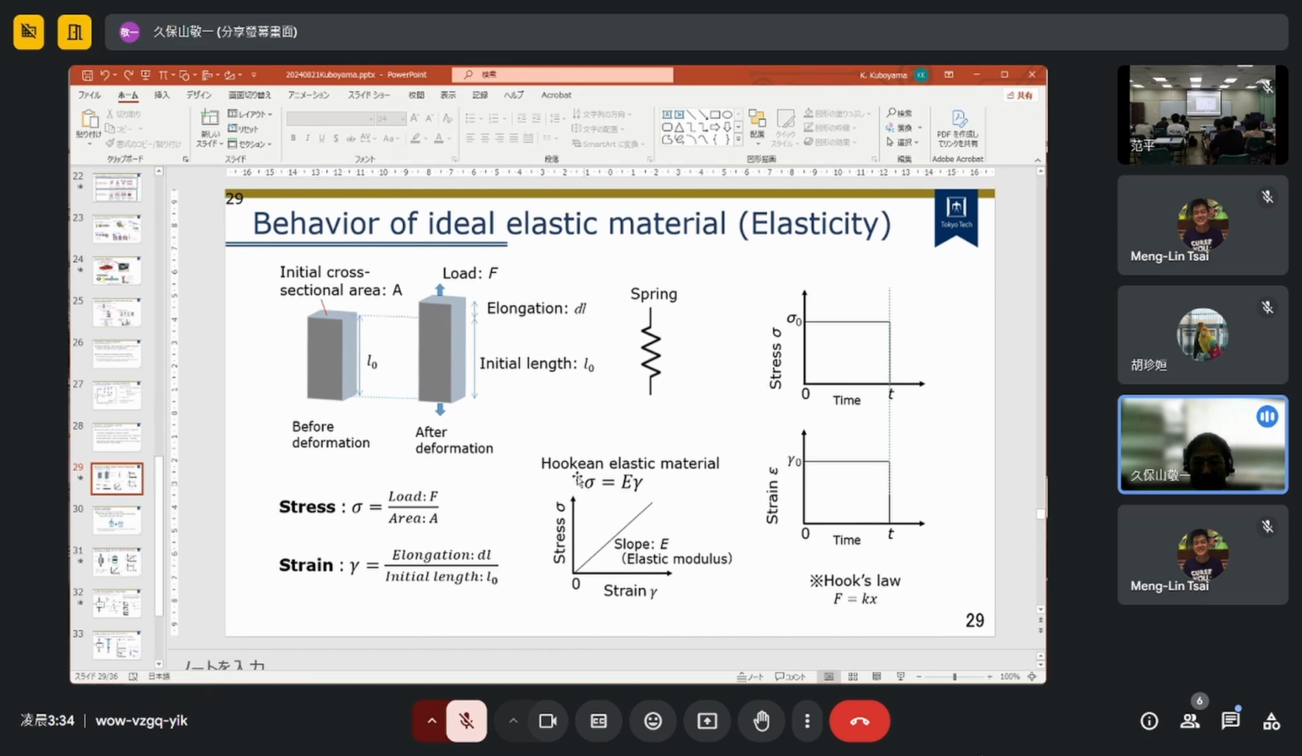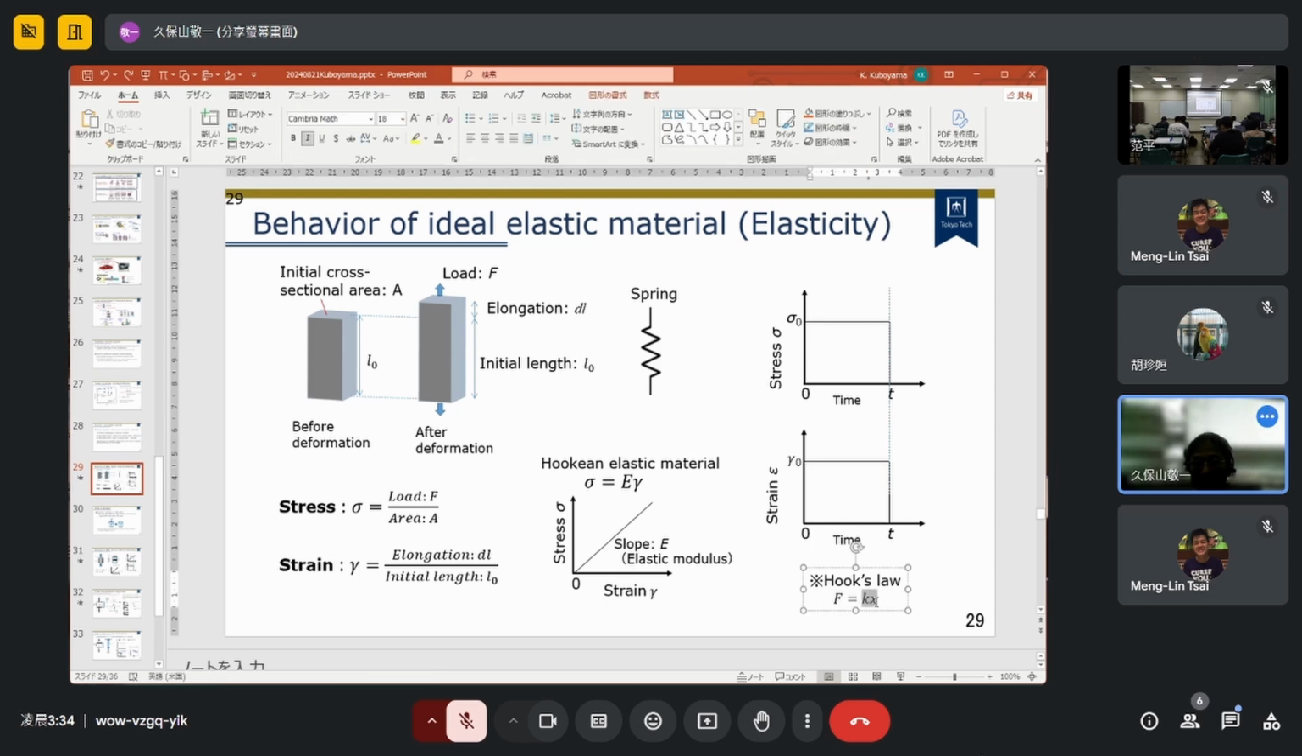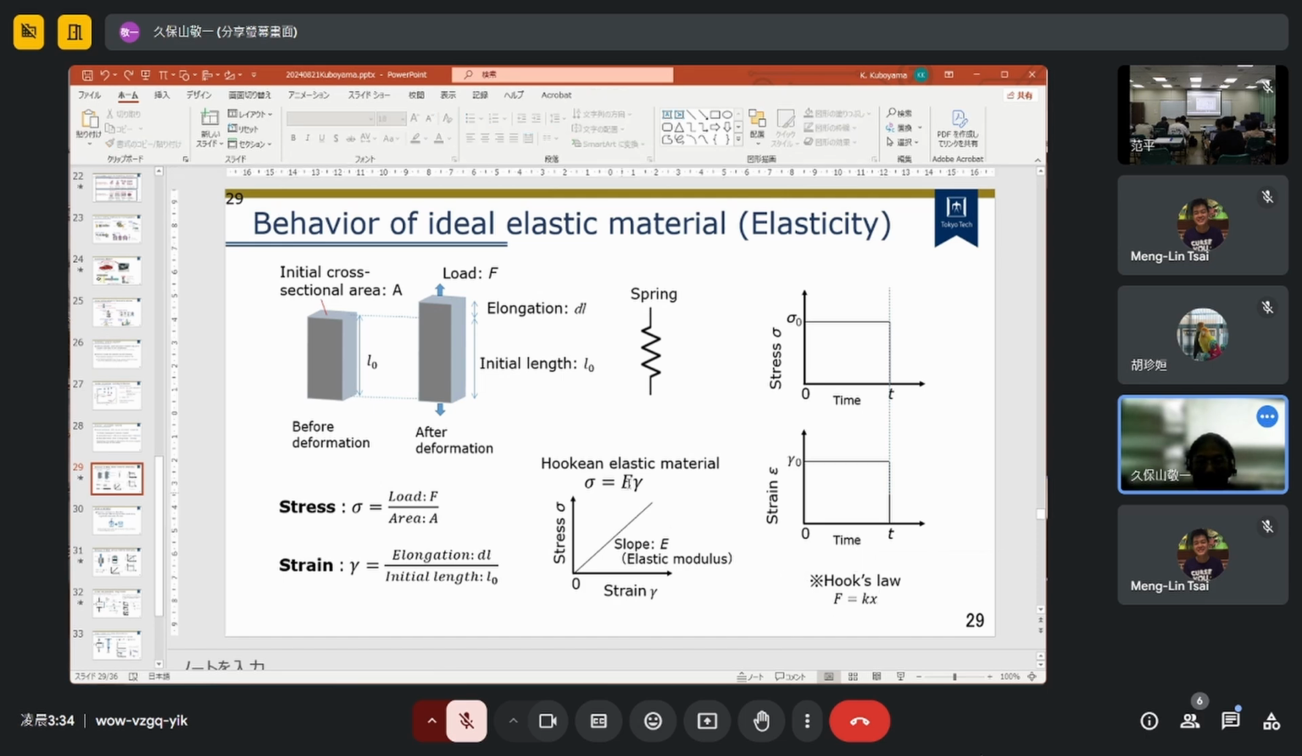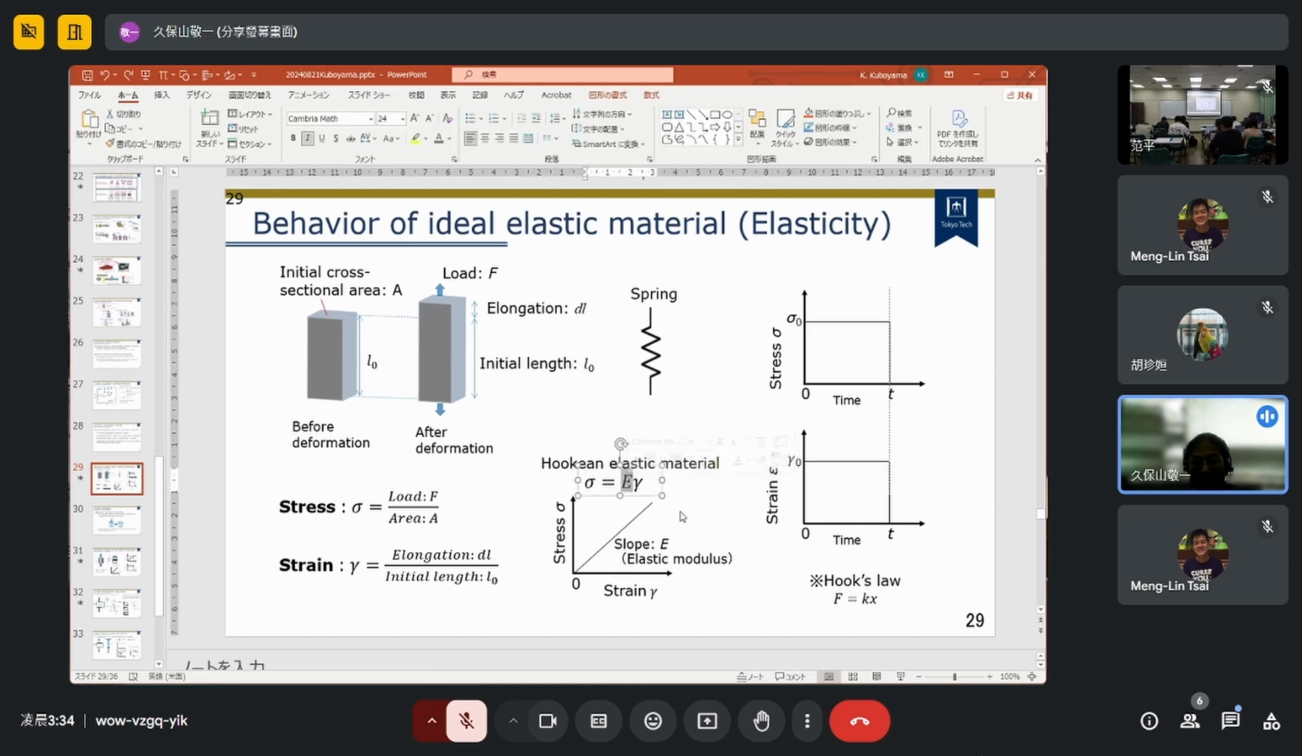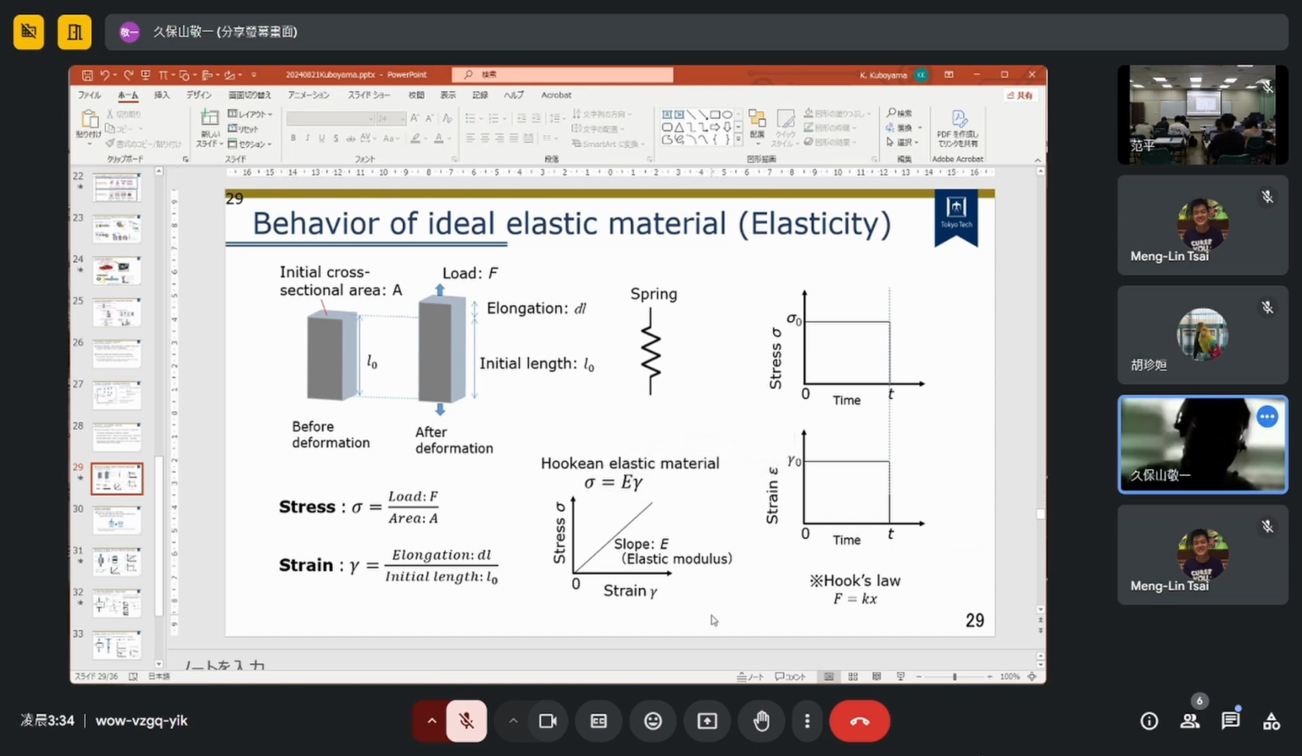Okay. The shape of this equation is very similar to Hooke's law: force, spring constant, and deformation x. That's very similar. But in the case of polymers, we normally use this equation, and the proportionality constant is the elastic modulus.